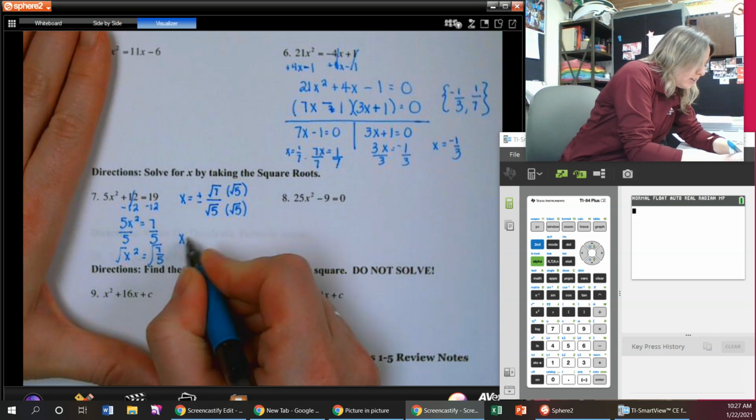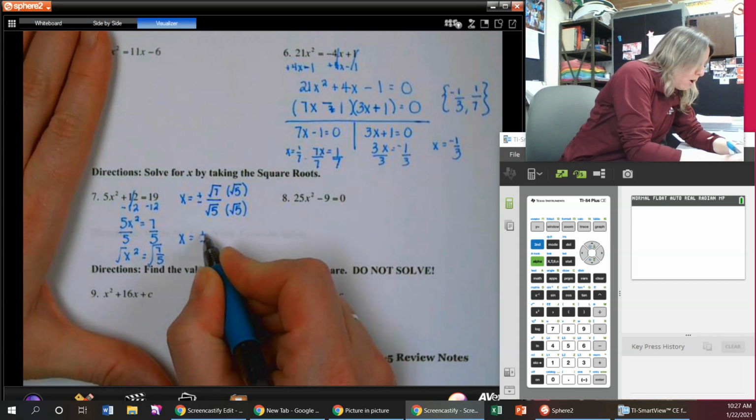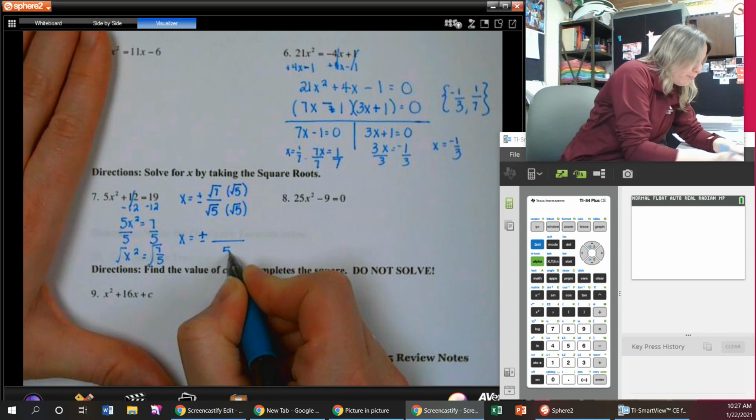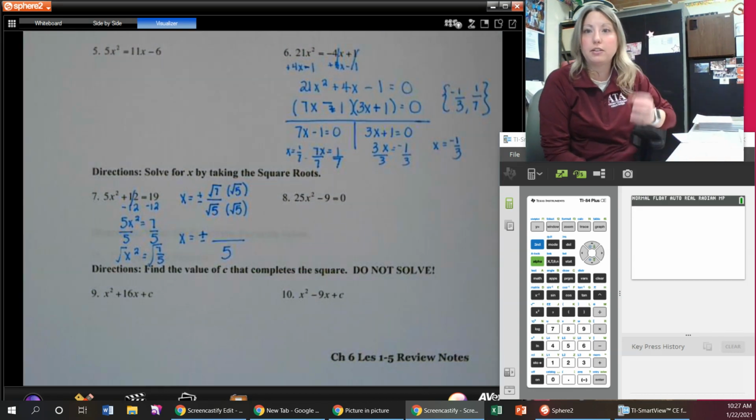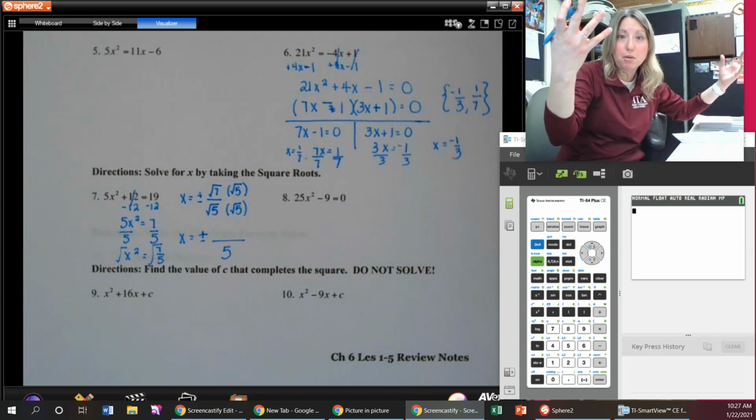And we get x equals plus or minus. Well, we know that there's only a 5 on the bottom because a radical times itself, the radical cancels out and the radicand remains. That's the whole point of multiplying top and bottom by it.